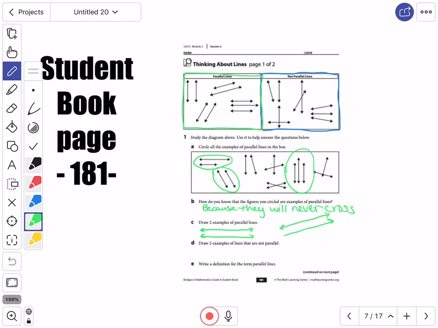C, draw 2 examples of parallel lines. All right. You may do the same thing in your workbook, okay? All right, there's one pair of parallel lines. We'll draw another one going like this. And then it says draw 2 examples of lines that are not parallel. Okay.